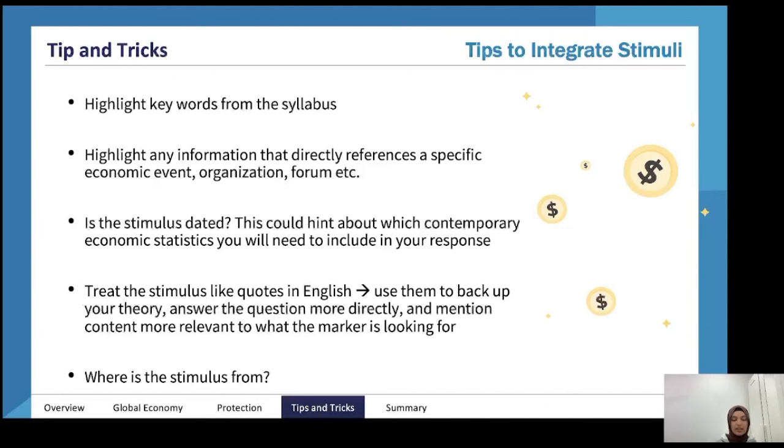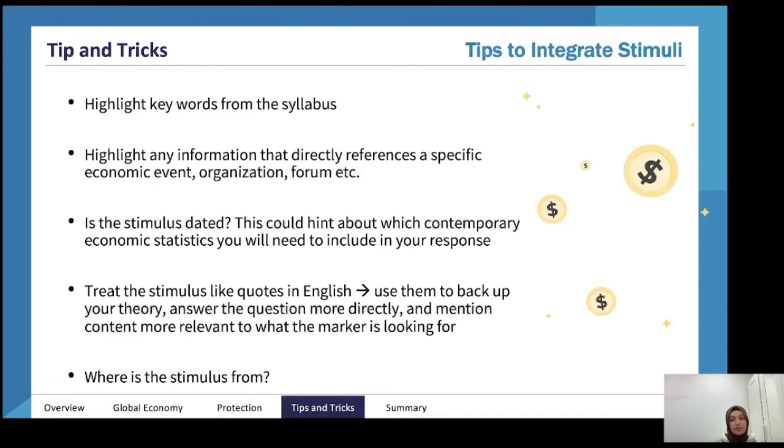Treat the stimulus like quotes in English. Use them to back up your theory, to answer the question more directly, and to mention content more relevant to what the marker is looking for. Right? Make sure that you're specific in that regard, because again, that will help you out tremendously.